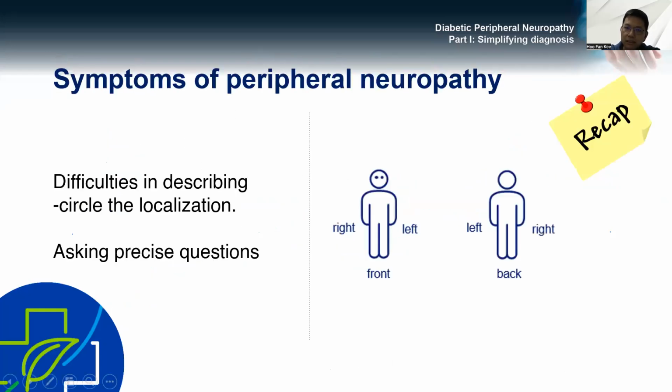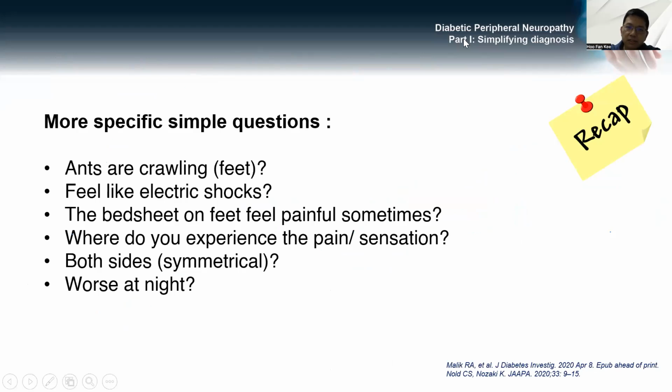Basically, the symptoms of peripheral neuropathy are sometimes very difficult for a patient to describe. So we can use this photo and ask the patient to circle exactly the site of involvement, whether left or right, front, or involving the hand or the feet. So we can ask a very precise question, and the more specific, simple questions to describe the symptoms of peripheral neuropathy.